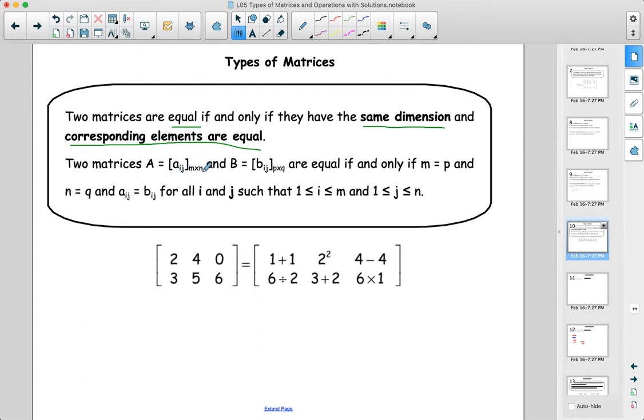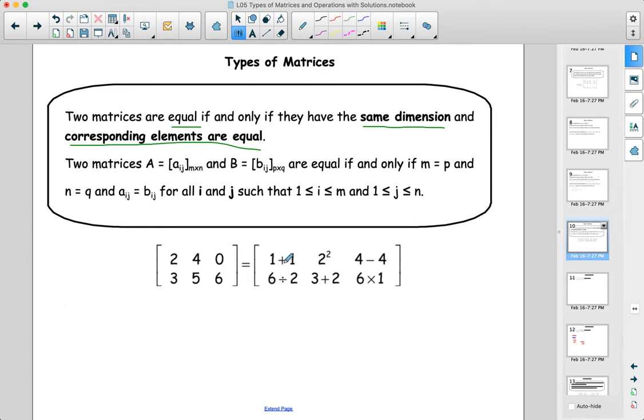So these two matrices here, this one M by N, this one P by Q, will be equal if and only if M is equal to P and N is equal to Q, and Aij is equal to Bij for all i and j, i running between 1 and M, and j between 1 and N. So these two will be equal to each other. They both have the same dimensions, 2 by 3, and then every element that corresponds is equal.